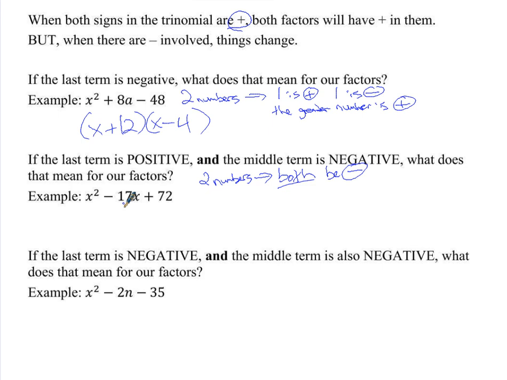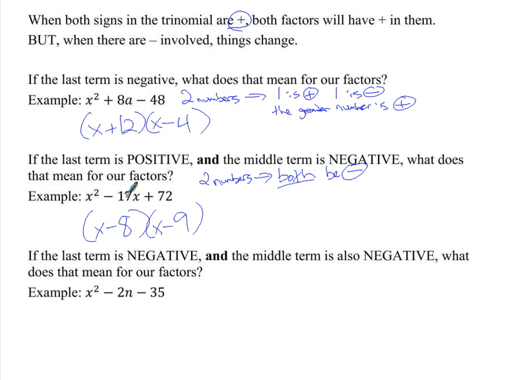Now that I know that, I can split this into two, making my FOIL problem. I have x and x, and I know that both of these have to be negative, so I can put those signs in there. Now I'm just looking for two numbers that multiply to give me 72 and add to give me negative 17. What are they? Negative 8 and negative 9. Write them down, check them. Negative 8 times negative 9 is positive 72. Add these two together and you do get negative 17, so you're the right answer.